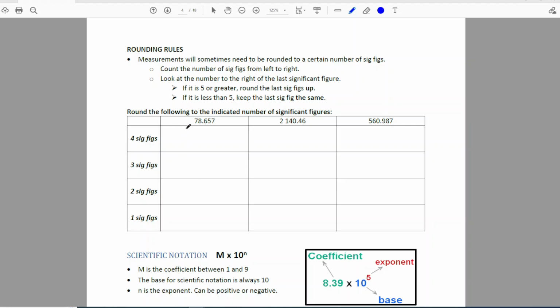So if I was going to take this number and round it to 4 significant figures, I would be rounding the 5. So we have 78.657.